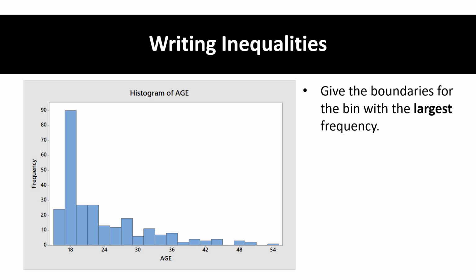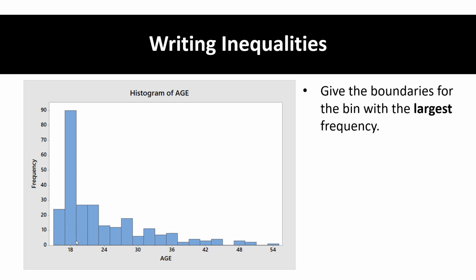Here we have the histogram for the variable age. Age is a continuous variable, so these are not discrete, they're continuous values. We want to know what the boundaries are for the bin with the largest frequency. Well, the largest frequency would be this second bin, 90 students, and of course this is the midpoint, but this doesn't mean that there are 90 students who have an age of 18. We just know that there are 90 students who have an age between this lower limit and this upper limit, and 18 is the midpoint of that interval. So we need to figure out what these values are.